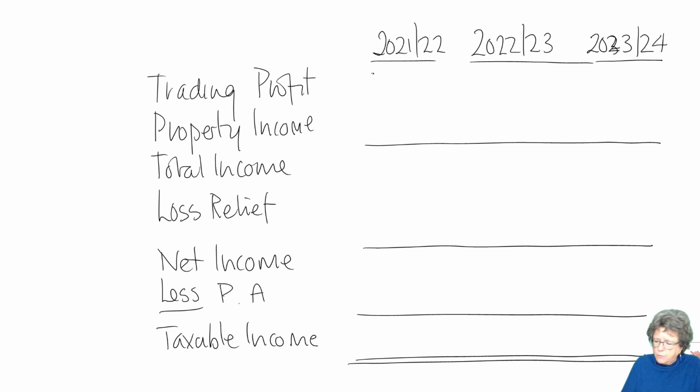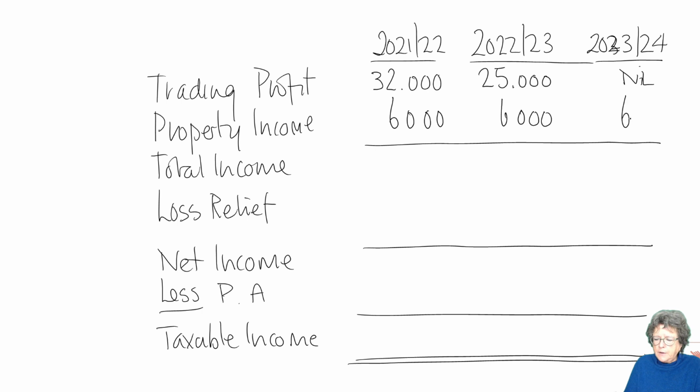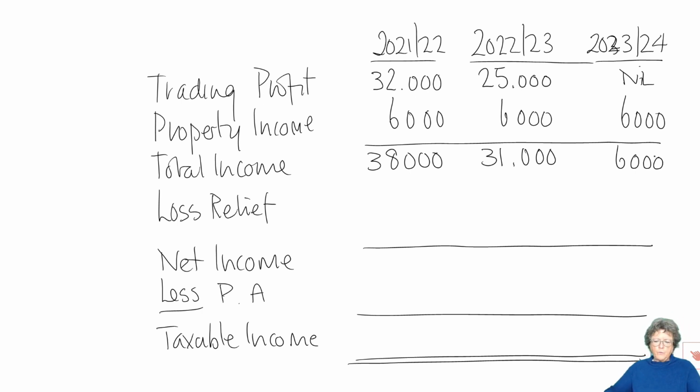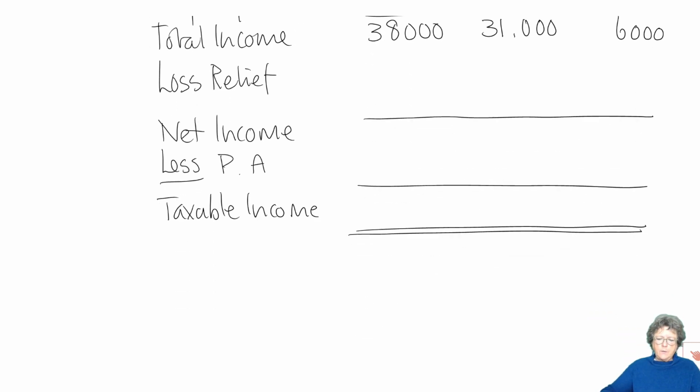So the profits were 32,000, 25,000, and remember that must say nil. And we have £6,000 worth of property income in each year. So let's add that up. That comes to 38, that comes to 31, and that comes to 6. Okay, so now we've copied that in.